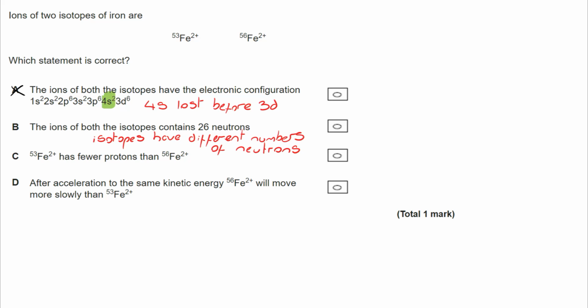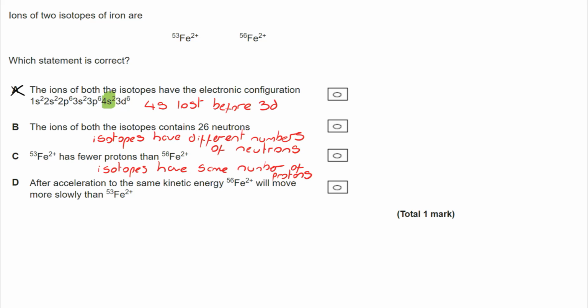Moving on now to B. Both isotopes, or ions of both isotopes, contain 26 neutrons. Well, the key differences between isotopes of the same atom are the number of neutrons and mass number, so that cannot be the case. Will an ion with 53 mass number have fewer protons? No, protons actually determine what the atom is. So iron will always have the same number of protons.